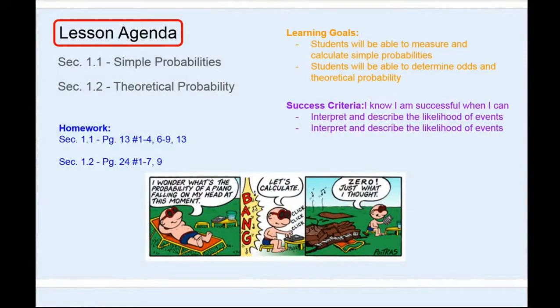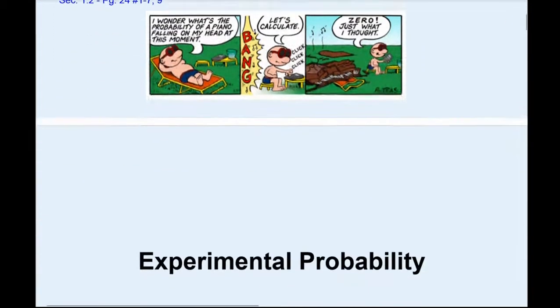In today's lesson, we are going to cover simple probabilities as well as theoretical probability. So our main goals today are to be able to measure and calculate simple probability, as well as be able to determine odds and theoretical probability. So the first thing we're going to look at is experimental probability.